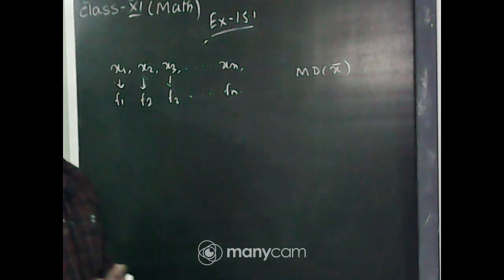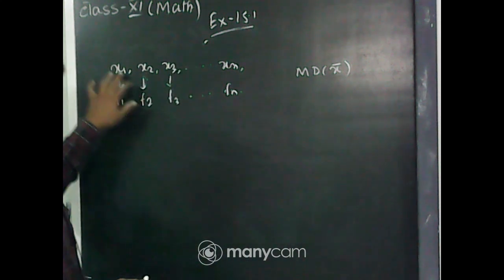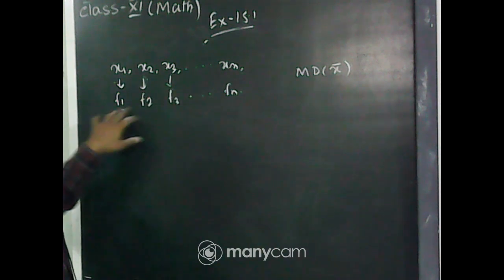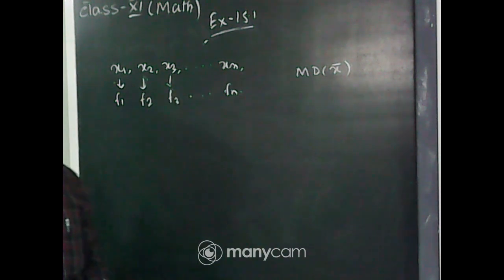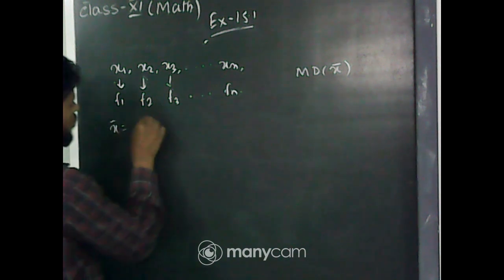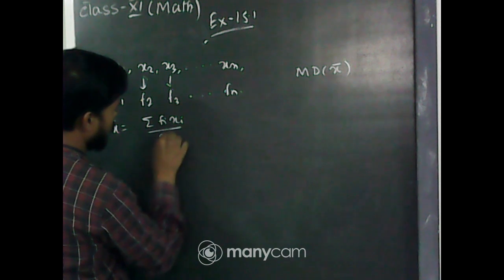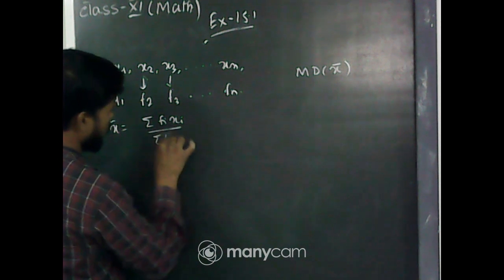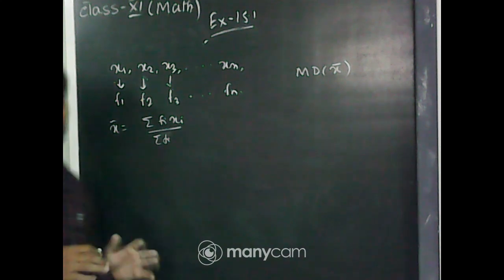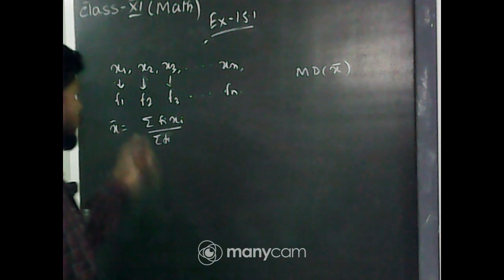Now, look students, we know a formula to find the mean of a few simple discrete data having some frequency. The formula is mean x bar is equal to summation of fi xi by summation of fi, or you can say this is n. So, this is mean. First we have to find the mean of the given data using this formula.